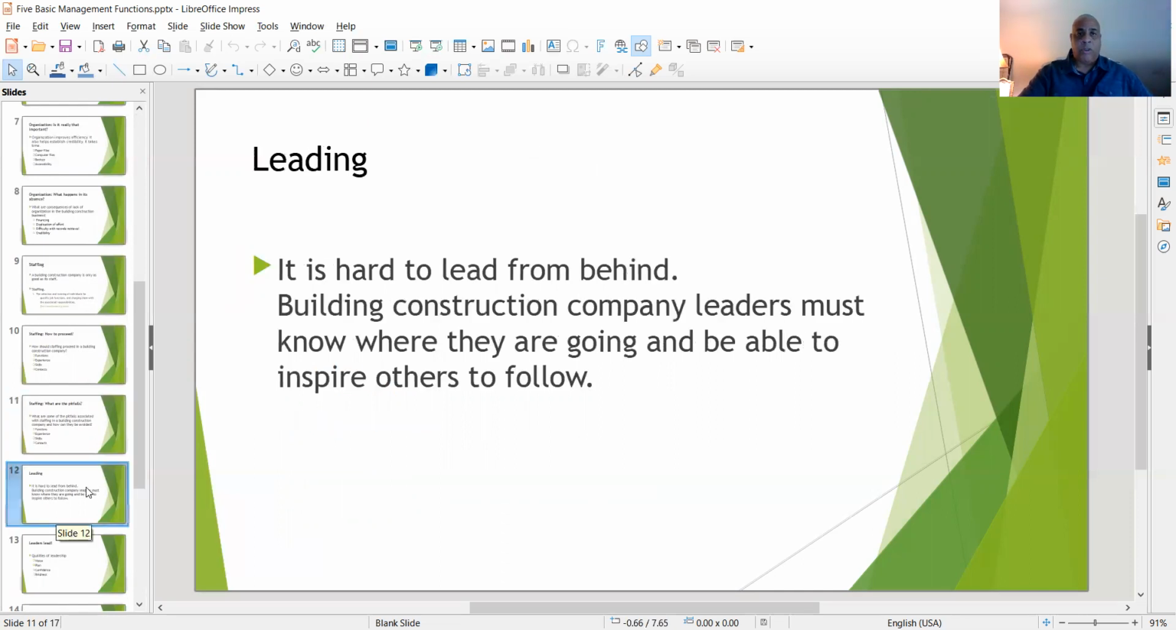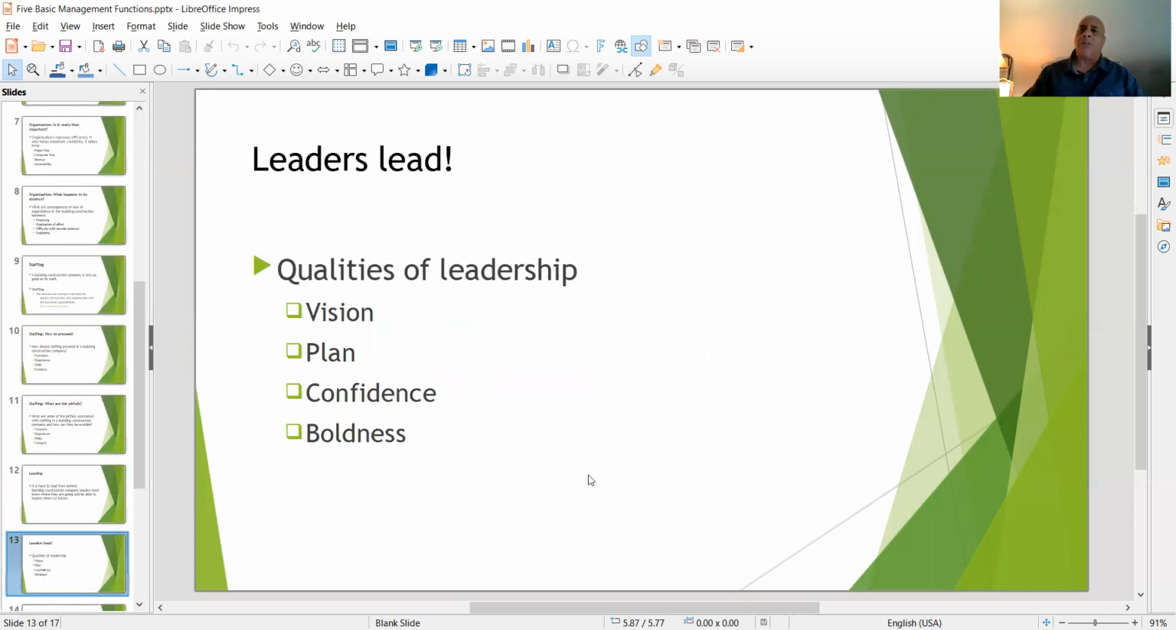Now, when we talk about leading, somebody has to lead the staffing, somebody has to lead the planning, somebody has to lead the organization. Well, when it comes to leading, you can't lead from behind. Why? Because when it comes to construction companies or any other companies, there must be a vision. Leaders must be able to inspire others to follow. So leaders need to know where they're going. They need to have a vision. Remember something about leaders. Leaders lead, they never follow.